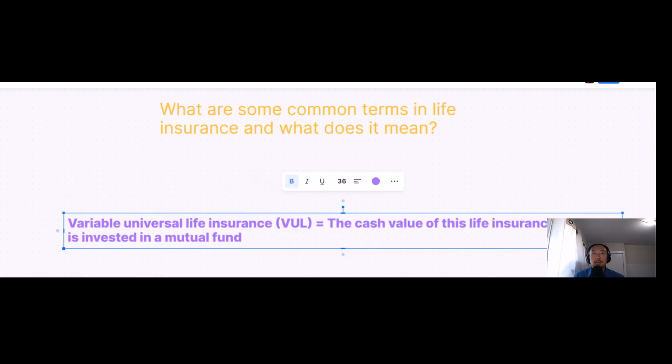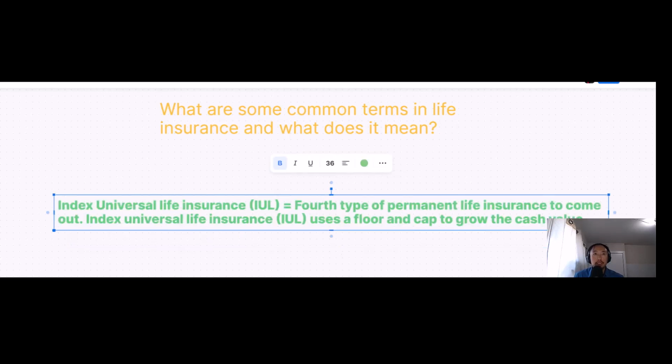And the third type of permanent life insurance is what we call variable universal life, or sometimes the abbreviation of VUL. And in the VUL, the money engine uses a mutual fund. So no matter what type of life insurance it is, there's an engine that eats your money, which is the cost of insurance, and then there's an engine that grows your money.